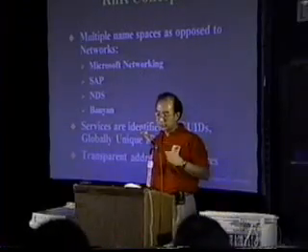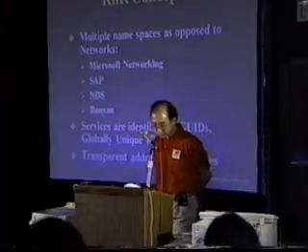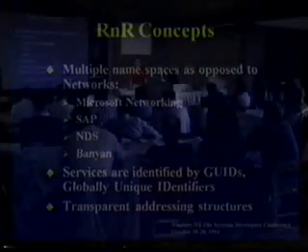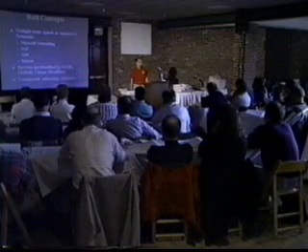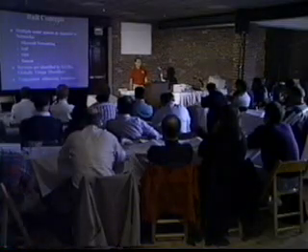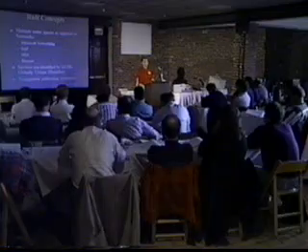Okay, so here are some of the concepts that we've introduced in R&R. Rather than talking about networks, we now talk about namespaces. In the past, you had Microsoft networking or other networks, whereas in reality you might find that a particular network vendor actually has more than one namespace. You can, for example, see SAP and DS over there. They're actually very different namespaces, the directory service namespace being hierarchical, whereas SAP is very flat. And so we basically say that we're going to talk in terms of namespaces rather than just networks.